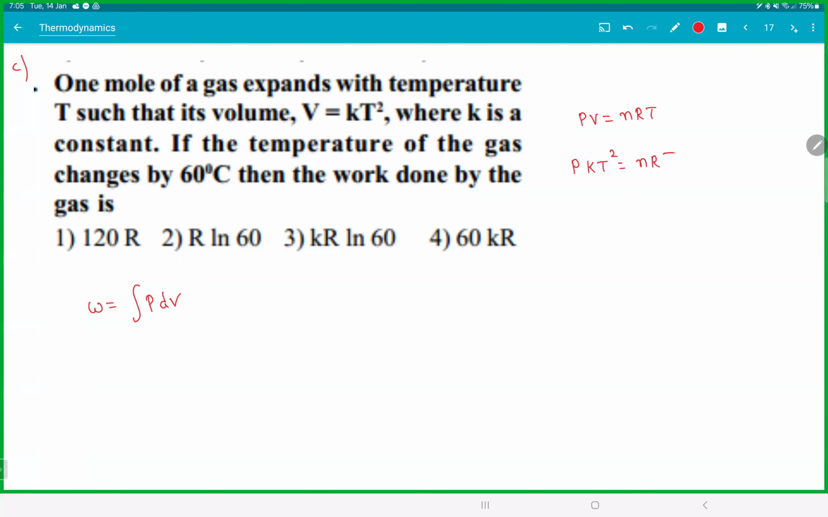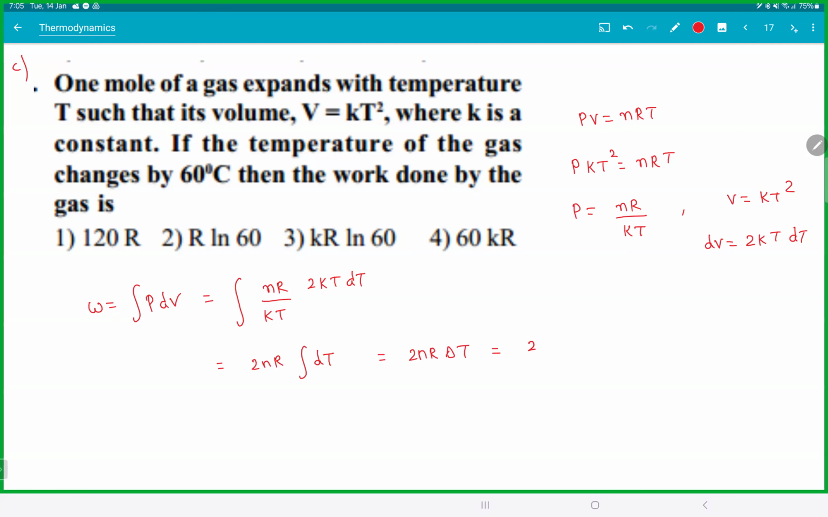So P times kT squared is nRT, so P is equal to nR by kT. That is one. And V is equal to kT squared, so dV will be 2kT dT. So substitute here. Pressure is nR by kT and dV is 2kT dT. kT goes off. You are stuck with 2nR integral dT, which is 2nR delta T. n is 1, delta T is 60 degrees. So that's 120R.